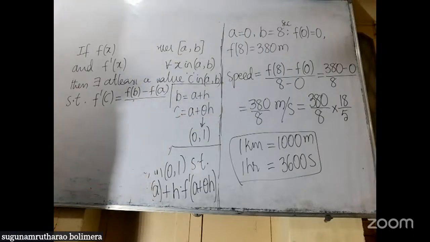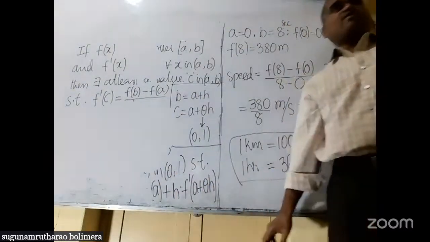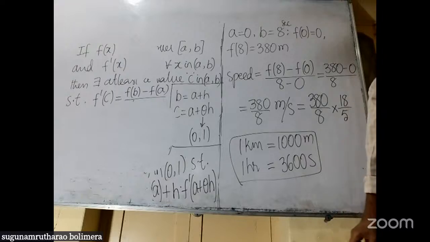So if you want to see the speed in those speedometers, correct. 171 is correct. Everybody got the same 171. 171 kilometers per hour.